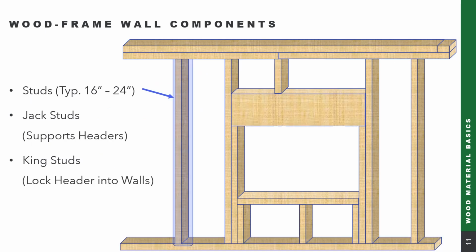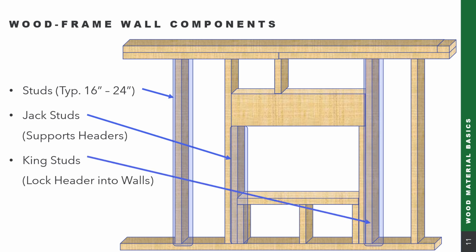Other key components in our system are the wood studs, which are typically spaced 16 to 24 inches on center. We have jack studs. So the jack stud is going to be a stud which supports a header. So you can see in this example that there's a header directly over the top of it. And then we have king studs, which are just to the outside of the header. And so one of the key functions of that is it provides stability for the windows or doors, for example.